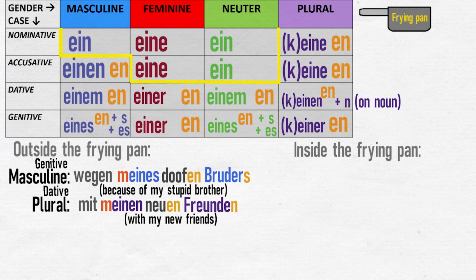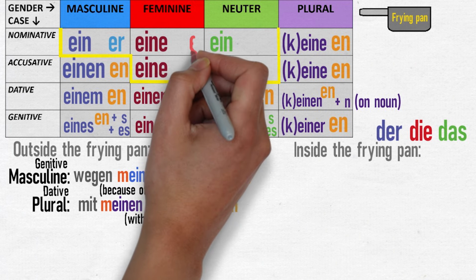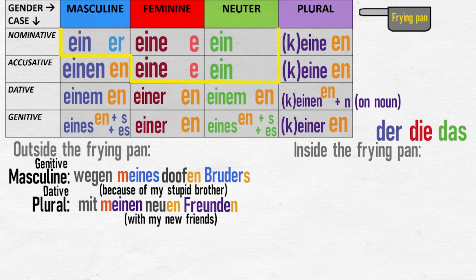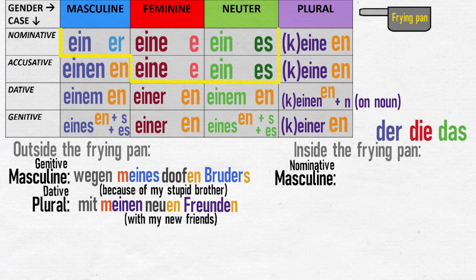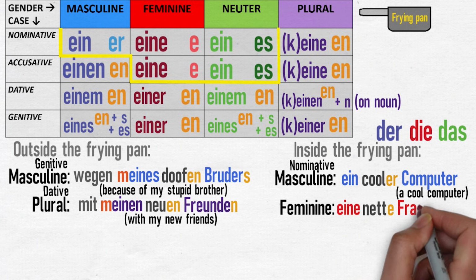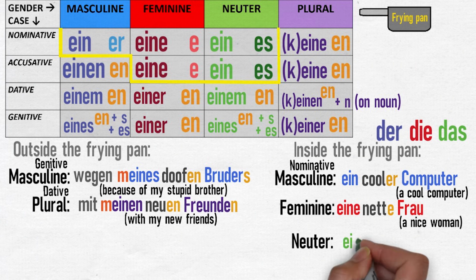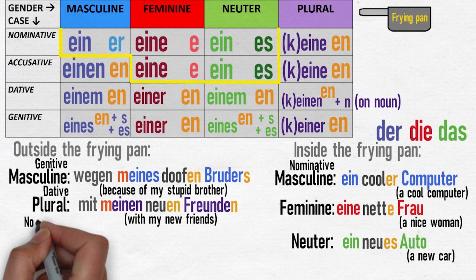Inside the frying pan, things are marginally more complicated. As the adjective endings now need to indicate gender, we need to make them look as similar to der, die, and das as we can. So the nominative masculine ending is er, so it looks like der. The nominative and accusative feminine endings are like die, and the nominative and accusative neuter endings are es, like das. For example, ein cooler Computer, a cool computer. Eine nette Frau, a nice woman. Ein neues Auto, a new car.